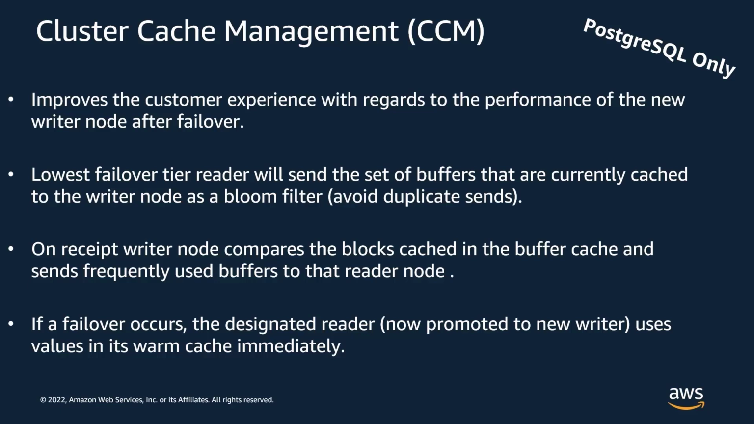When the cluster cache management feature is enabled, we ship a Bloom filtered cache of the replica buffer to the writer node. A Bloom filter is a space-efficient probabilistic filter that avoids duplicate sends from a reader to the writer. On receipt of these cache blocks, the writer compares them with its cache and sends the frequently used buffers to the read-only node. So due to the cache optimization, if a failover occurs, the newly promoted writer has its cache warmed in advance, and applications accessing the new writer will not have to suffer the buffer cache warming penalty.